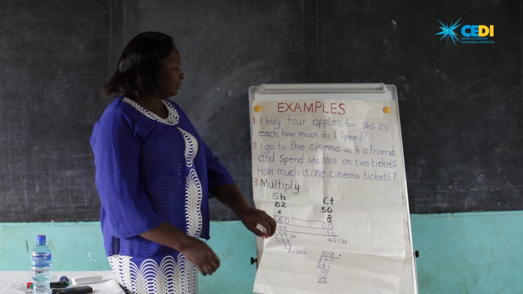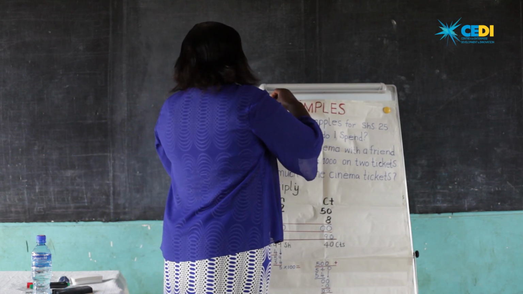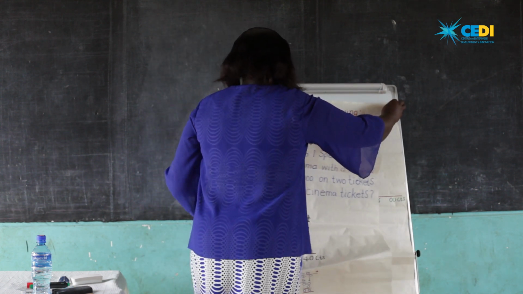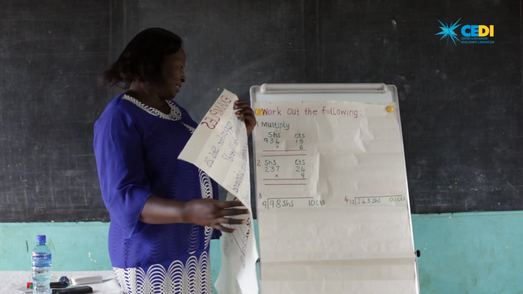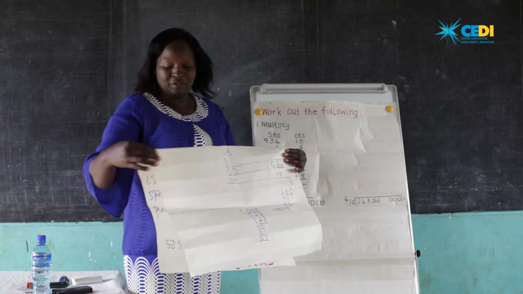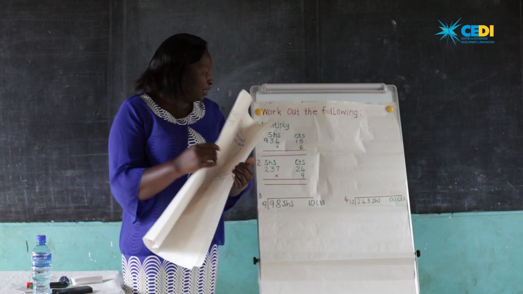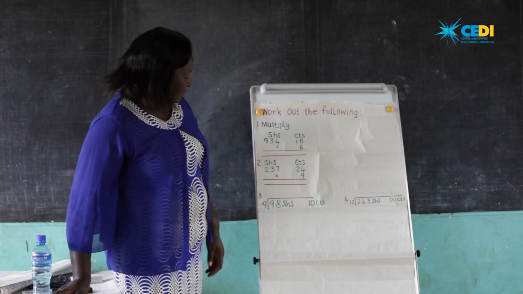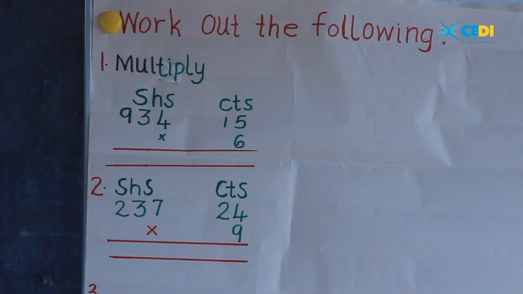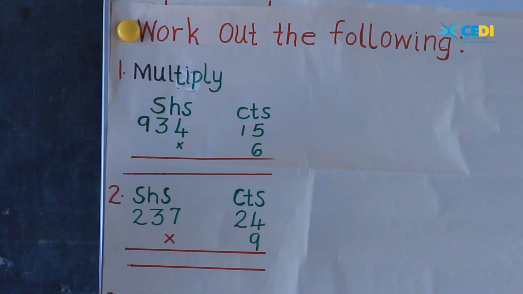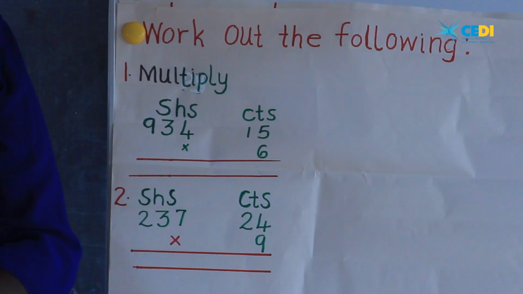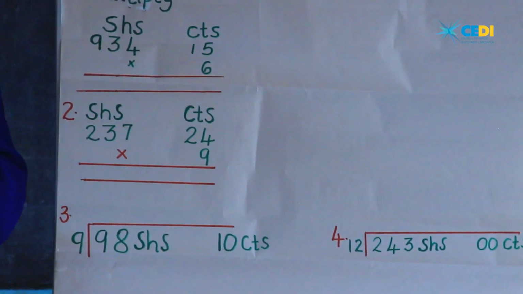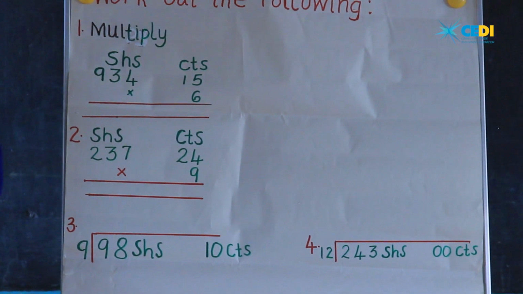Anybody with a question? Have you all understood what I have said? Yes. Now, class, I want you to work out these sums. You have multiplication and you also have division. So I'm giving you 5 minutes to do the first one.